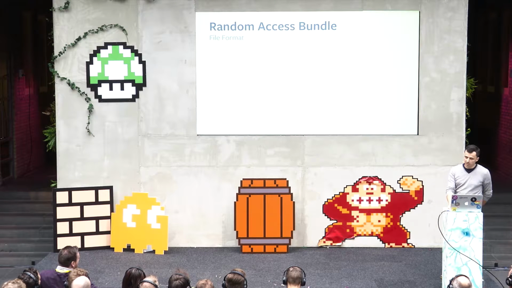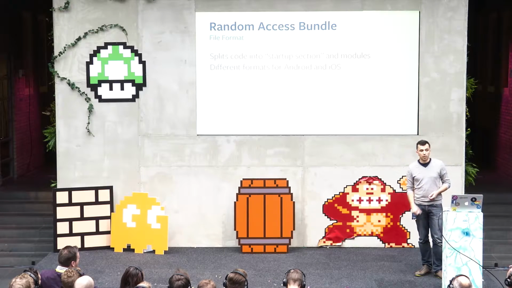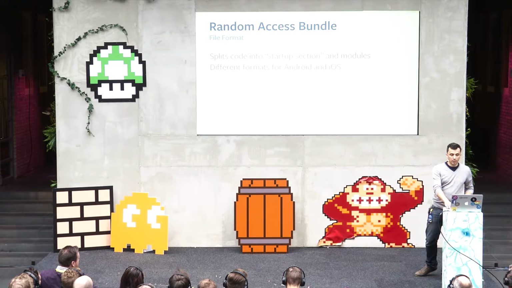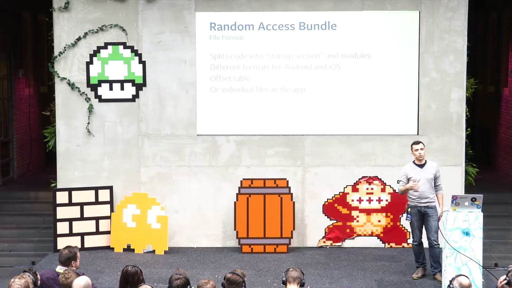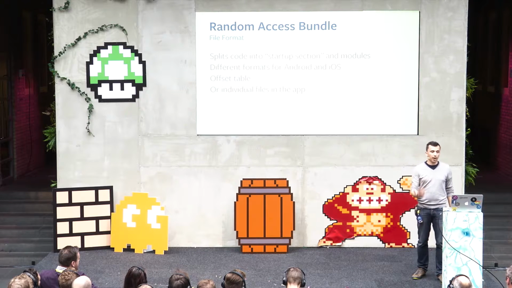The file format for this is relatively straightforward. The idea is to split your code into a startup section that mainly contains non-module code like polyfills and the initial require calls that kick off your application. We ended up with different file formats for Android and iOS just to get the maximum speed out of it, possibly. The iOS version is just using a binary offset table at the beginning of the file, whereas for Android, we just package individual files in your APK, which is basically a zip file, because that was just the fastest way to access them.